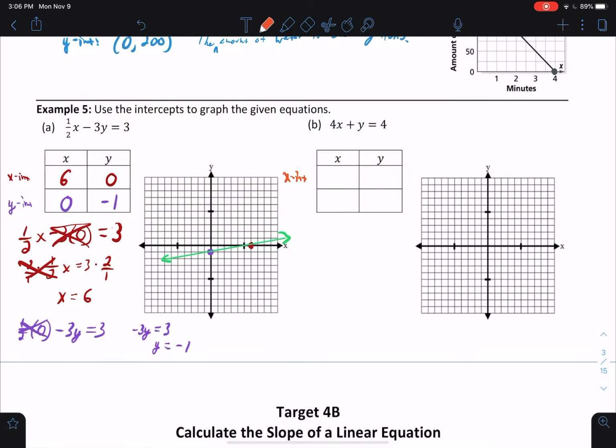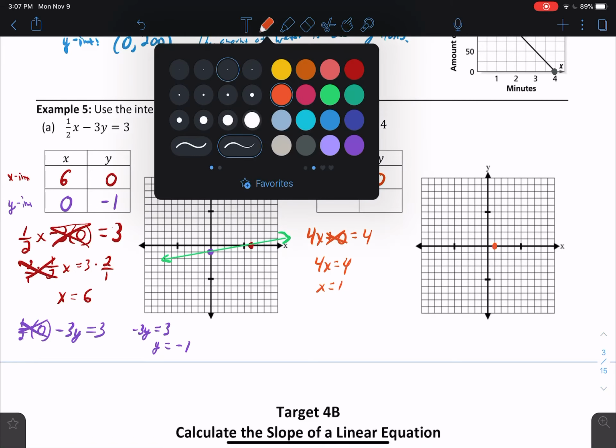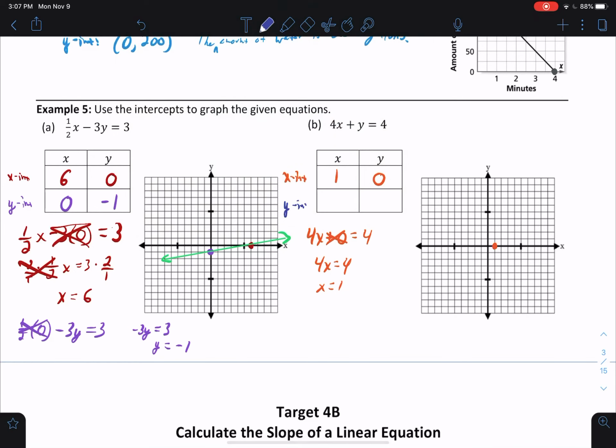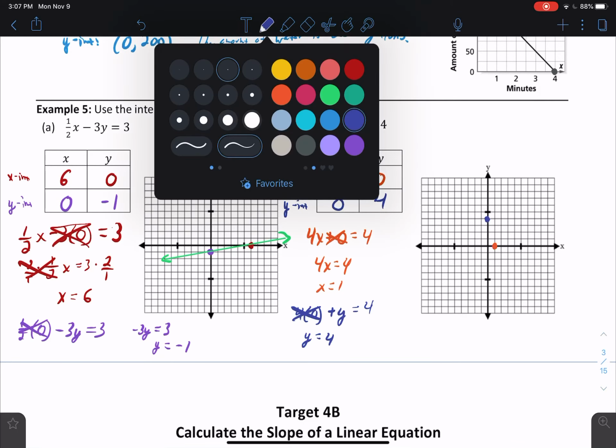X-intercept, we're going to plug in 0 for y. So I get 4x plus 0 equals 4. So I'll have 4x equals 4, so x will equal 1. So the x-intercept is (1, 0), right there. All right, the y-intercept, I'm going to plug in 0 for x. So I have 4 times 0 plus y equals 4. 4 times 0 cancels out, and I'm left with just y equals 4. So the y-coordinate is 4. (0, 4), plot that. And then last but not least, all I got to do is connect the dots.